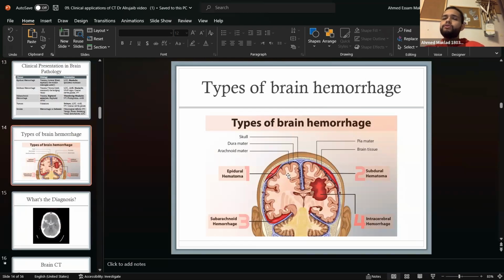All right, so the types of hemorrhages, we have 4 types: epidural, subdural, subarachnoid, and intracerebral. Epidural is the most superficial one. It's above the dura mater, and as we know, the dura mater is the outer layer of the meninges. It's the third one, the one on the top. So anything above it is an epidural hematoma. If it's under the dura but above the arachnoid, it's called a subdural hematoma. If it's under the arachnoid, it's a subarachnoid hemorrhage. And if it's inside the brain tissue, it's called an intracerebral or intraparenchymal hemorrhage.